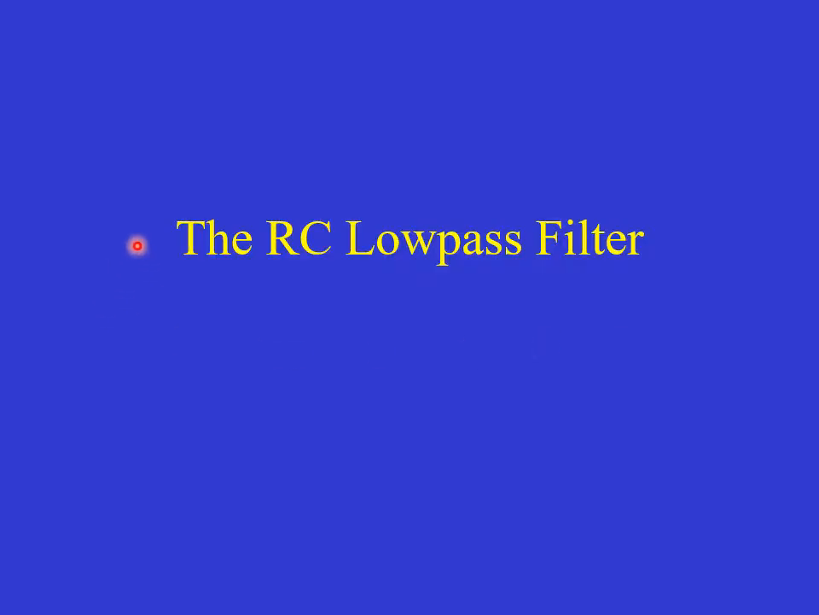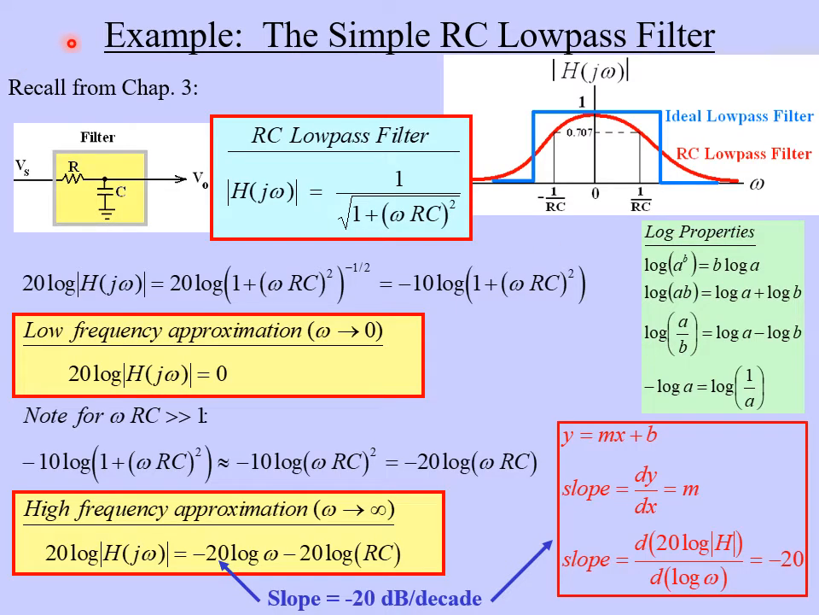So our first example to see how to construct and analyze a Bode plot will be for probably the simplest system that we can think of, and that's an RC low-pass filter. This is the same simple RC low-pass filter that we introduced back in Chapter 3. I'm not going to go through the details of deriving the frequency response, but just to refresh your memory, this is the filter itself. It's one resistor, that's the R, and one capacitor, that's the C, and they're configured in this configuration right here.